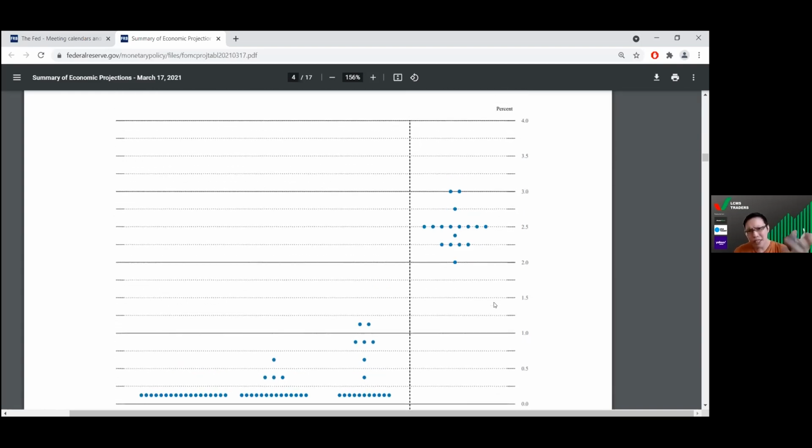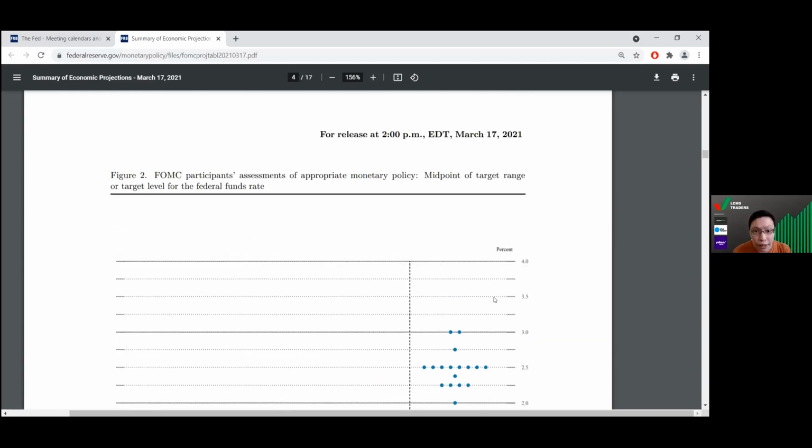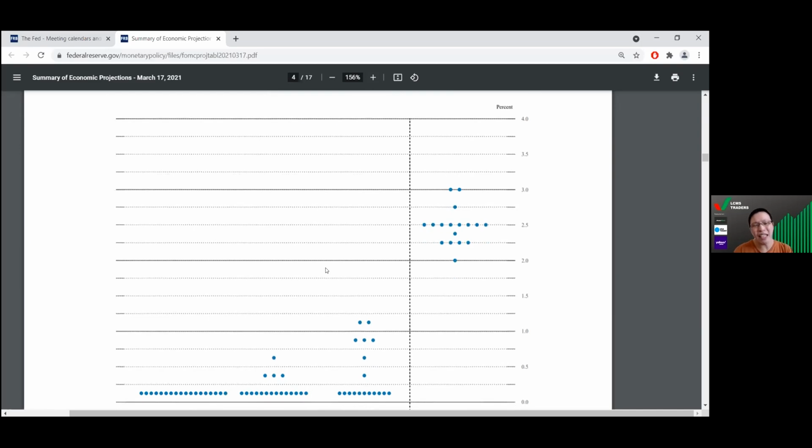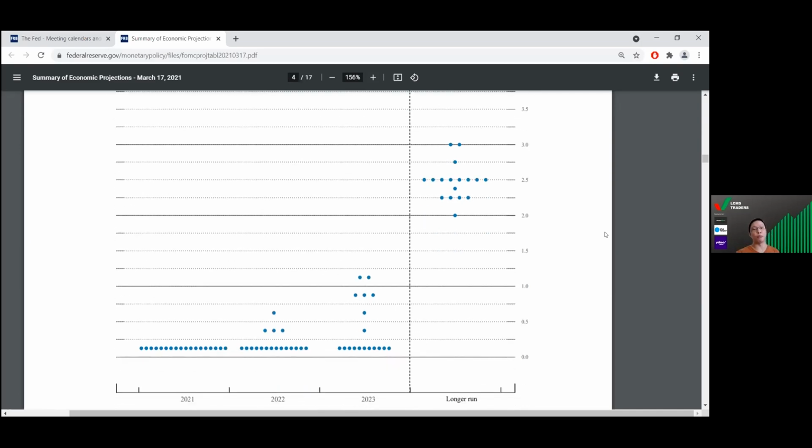Now, what does this dot plot show? It doesn't say anything here, right? Okay. So it says here, FOMC participants' assessments of appropriate monetary policy, midpoint of target range or target level for the federal funds rates. So basically, long story short, it is just a projection of where the Federal Reserve voting committee members think interest rate will be in the near future, all right? So there are around 17 to 18 voting committee members, okay?